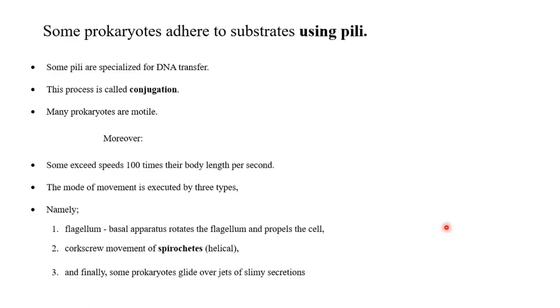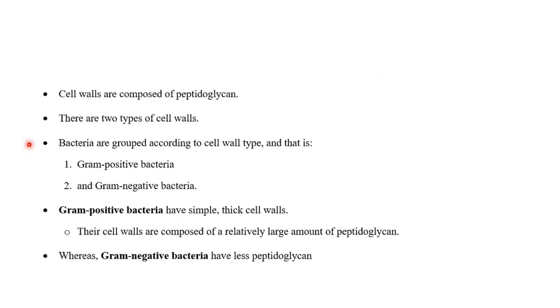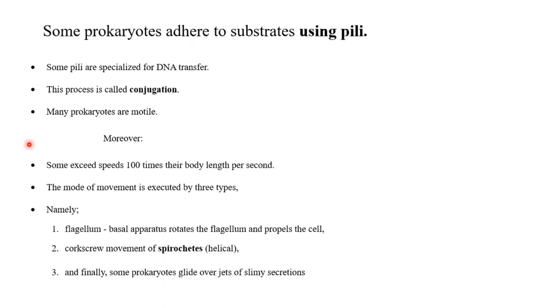Some prokaryotes adhere to substrates using pili. What's a pili? If you remember this little fellow here, it's like a thorn-ish thing. Those prokaryotes adhere to a substrate using pili. So that's one of the functions of the pili. And these pili are also specialized for DNA transfer, in a process called conjugation, where the pili transfer the DNA from one cell to another.